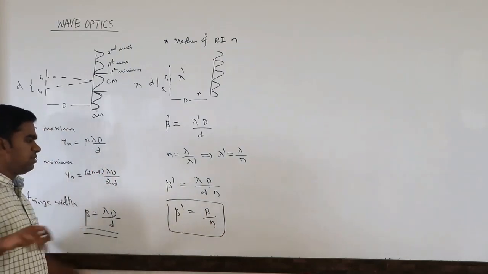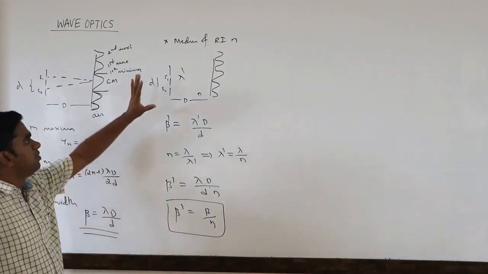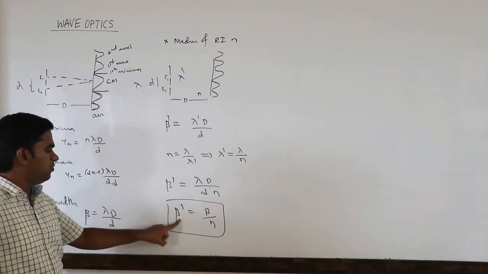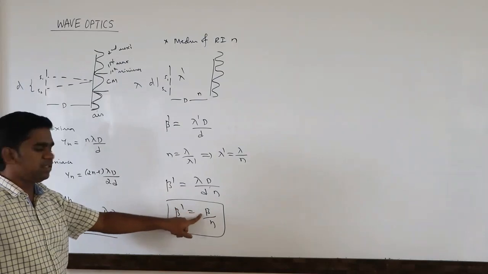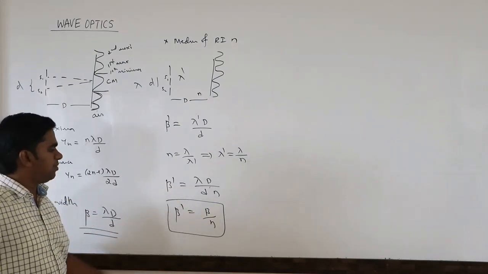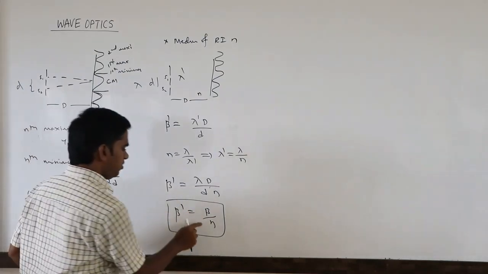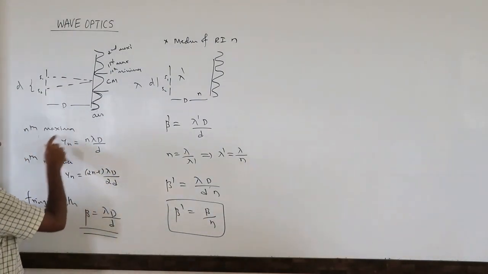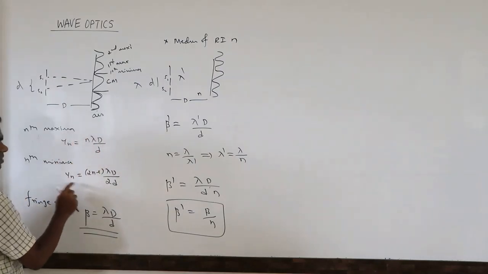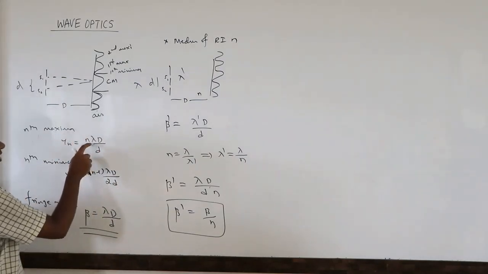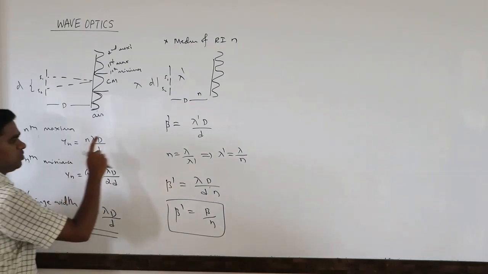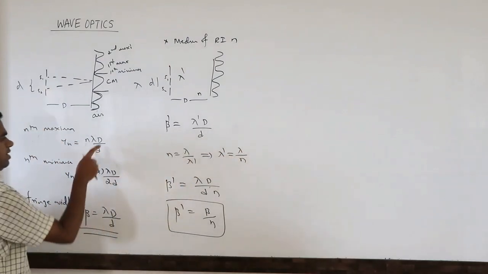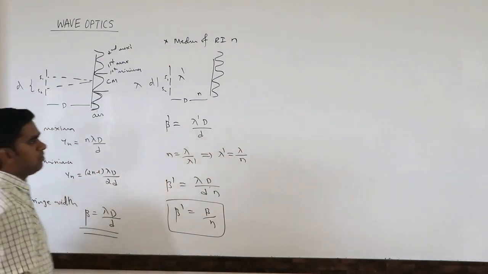By looking at this formula, you can understand that when the whole apparatus is immersed in a medium of refractive index n, the new fringe width decreases; it is less than the fringe width in air, and the value is beta divided by n. Similarly, the same happens with the distance of the nth maxima and nth minima, because in all cases it depends on lambda. Lambda becomes lambda dash, and you can substitute lambda dash by lambda divided by n. So in all these cases you have to divide by n.